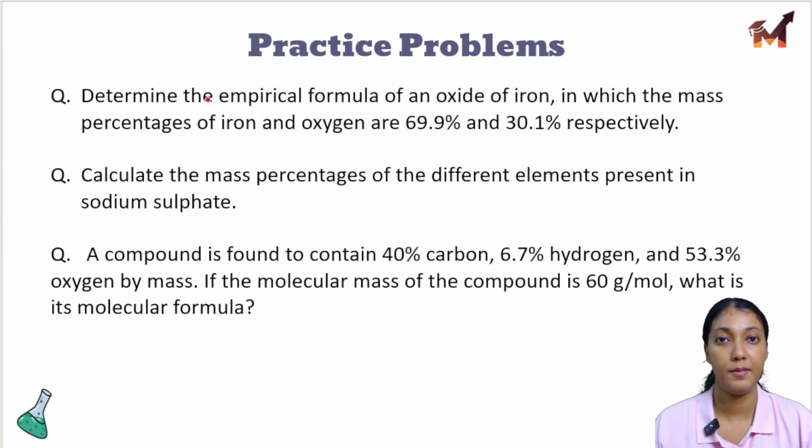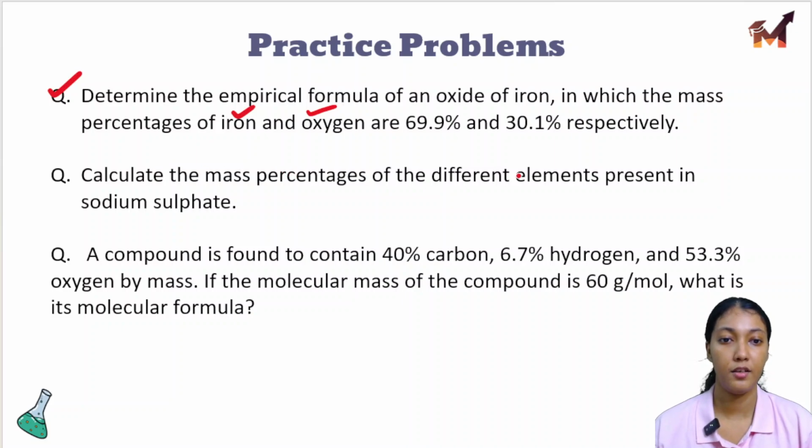Now these are some practice problems for you to solve. Determine the empirical formula of an oxide of iron in which the mass percentages of iron and oxygen are 69.9 and 30.1% respectively. तो यहाँ पे आपको सिर्फ empirical formula निकालना है. एक oxide of iron मतलब उसमें iron होगा, oxygen होगा. Obviously, I have mentioned iron and oxygen, and the percentages also I have mentioned. So you can just follow the steps and you will find out the empirical formula.